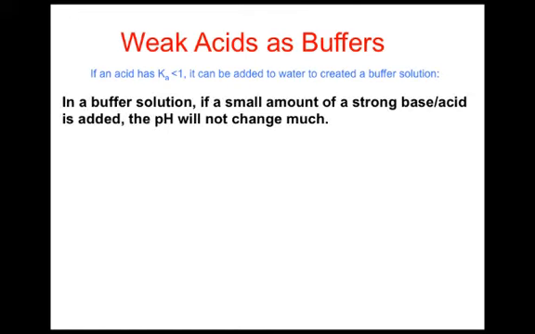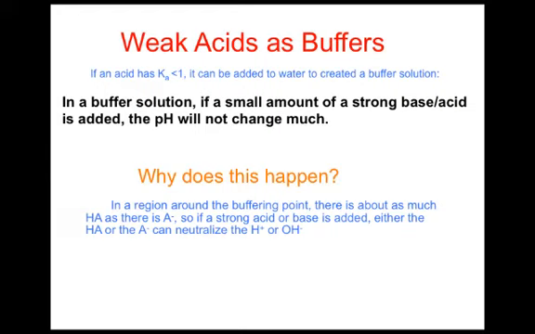So what a buffer really means is that once you've made the solution, if you add a small amount of a strong base or strong acid, the pH is not going to change much, because essentially the weak acid absorbs the blow of that strong base or acid, is maybe a way to think about it. That's why, if you look at the titration curve, there's a region where it flattens out. And in that region there's about as much HA as A minus. So whether you add a strong acid or a strong base, the H plus or OH minus can be neutralized by either HA or A minus.